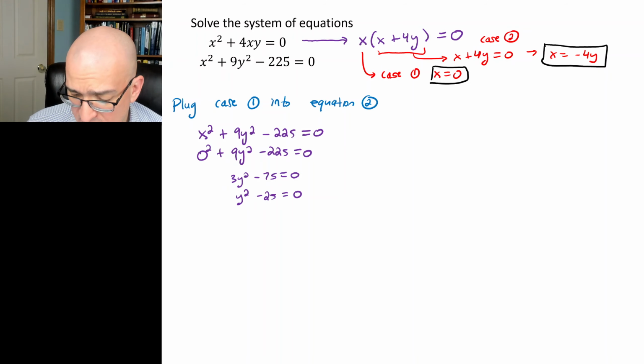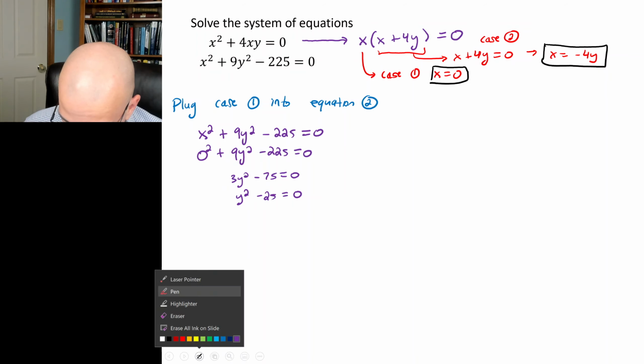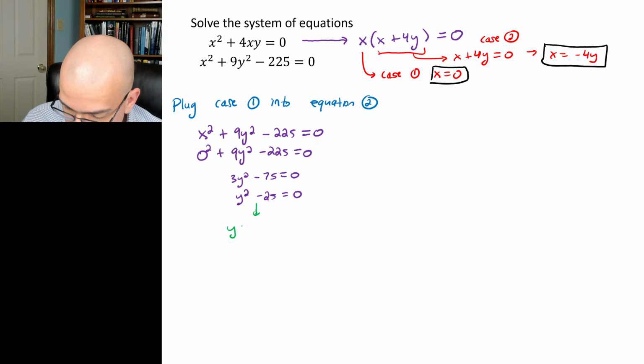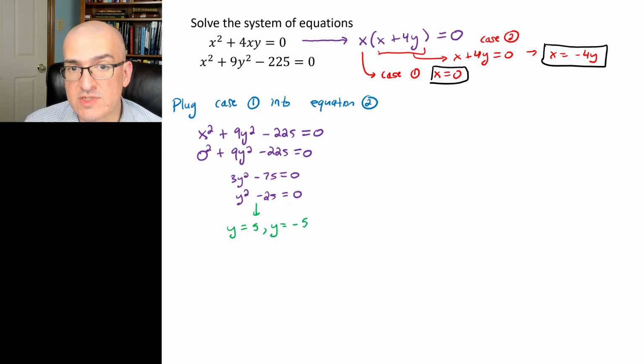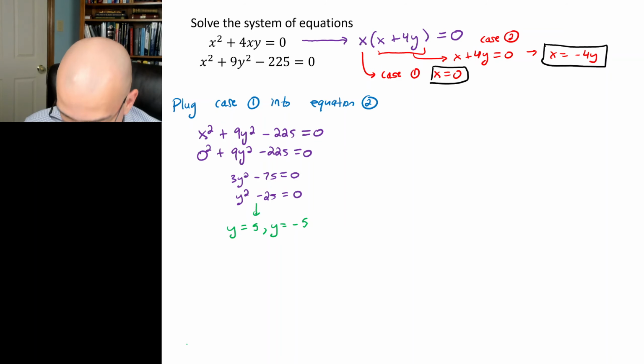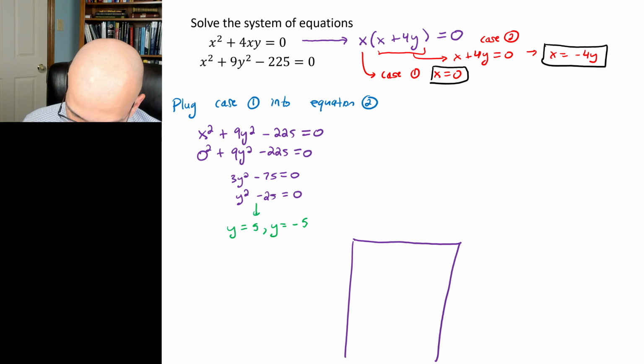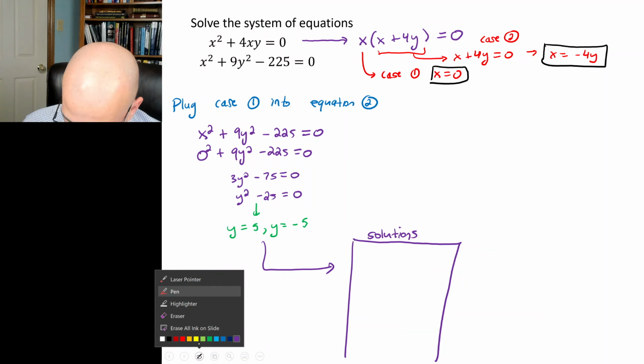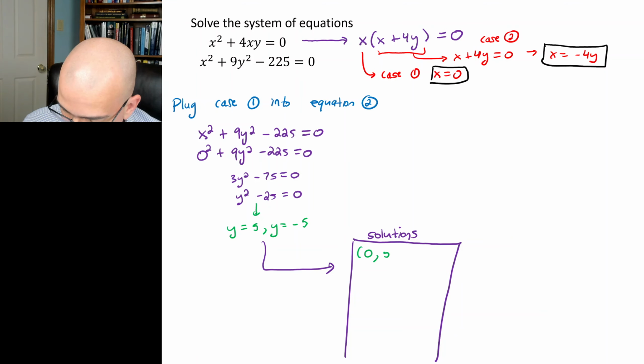Okay, so y squared minus 25 is 0, which has two solutions: y is equal to 5 and y is equal to negative 5. Each of those gets paired up with x is equal to 0. So that's where the case came from. So I'll make a box of solutions at the bottom that this will contribute to. We have 0, 5 and 0, negative 5. Now we're going to do the second case.